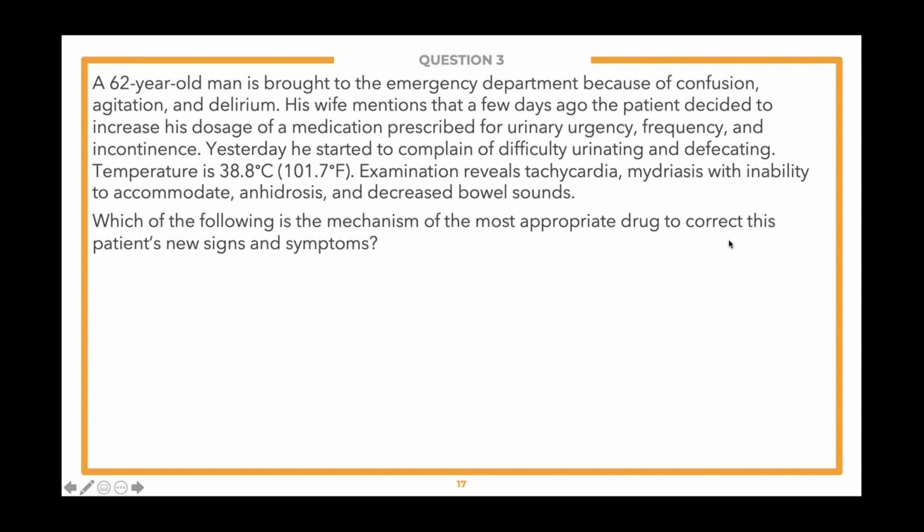So let's read that. A 62-year-old man is brought to the emergency department because of confusion, agitation, and delirium. His wife mentions that a few days ago, the patient decided to increase his dosage of a medication prescribed for urinary urgency, frequency, and incontinence. Yesterday, he started to complain of difficulty urinating and defecating. Temperature is 38.8. Examination reveals tachycardia, mydriasis with inability to accommodate, anhidrosis, and decreased bowel sounds.